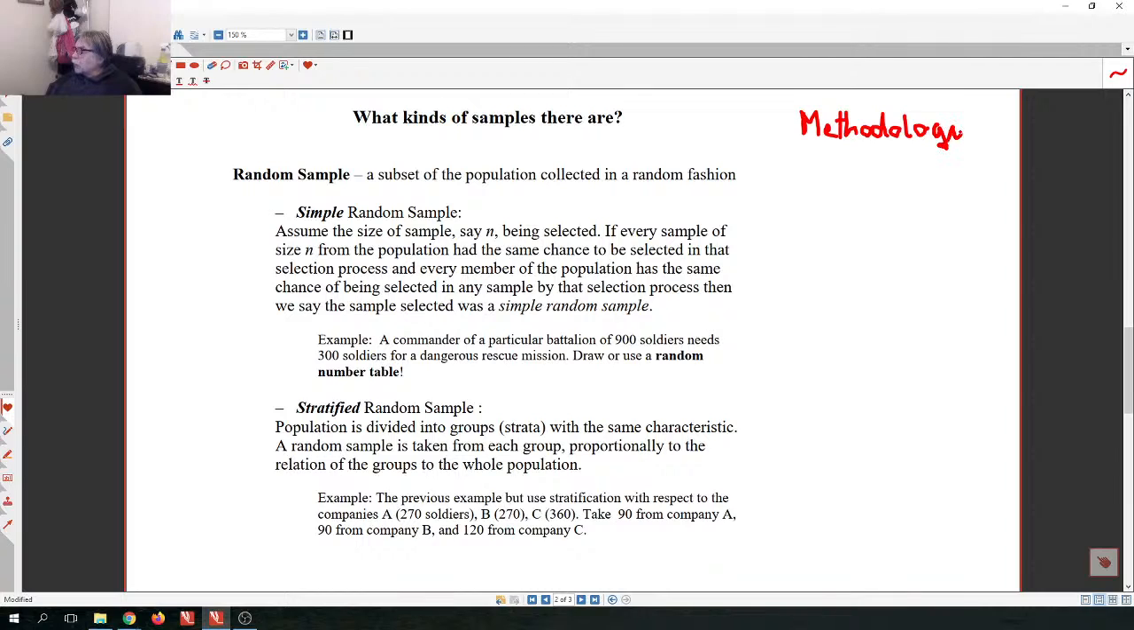Methodology of collecting a sample could be perfect. We could have a methodology to collect what we call a simple random sample, the best possible way of collecting something that should be the closest to a representative population. That's a methodology. Now our methodology here would be by way of lottery.